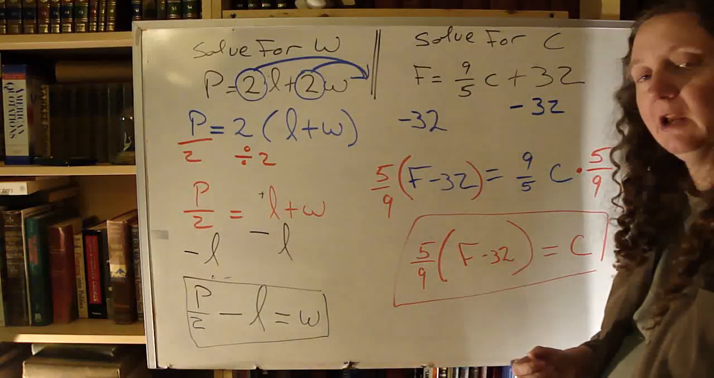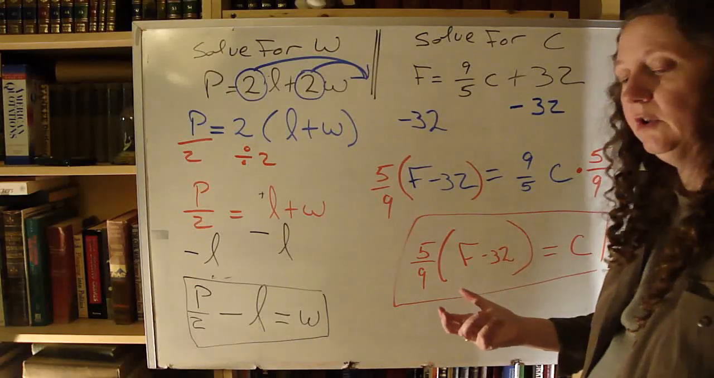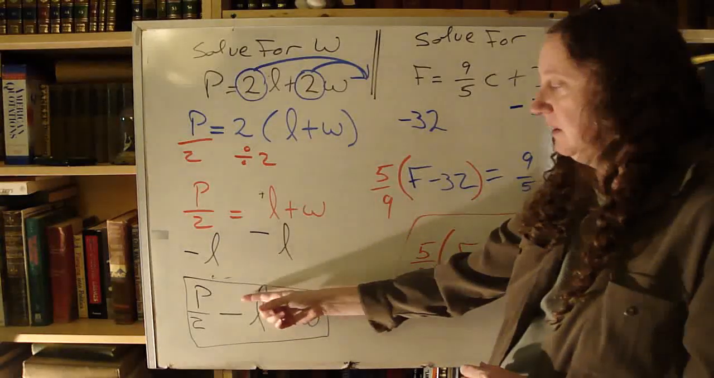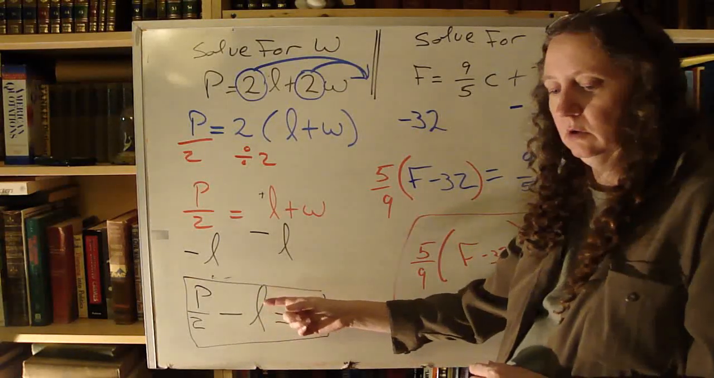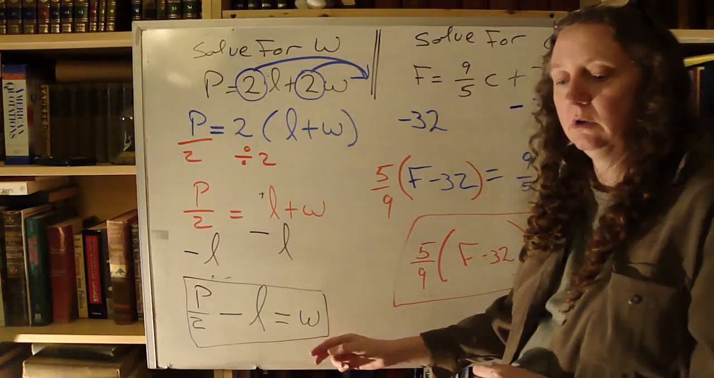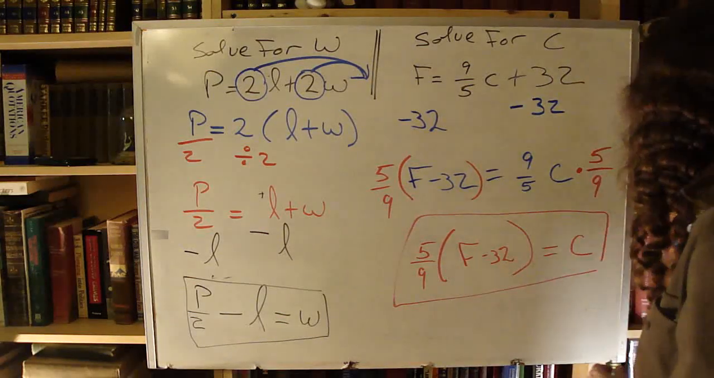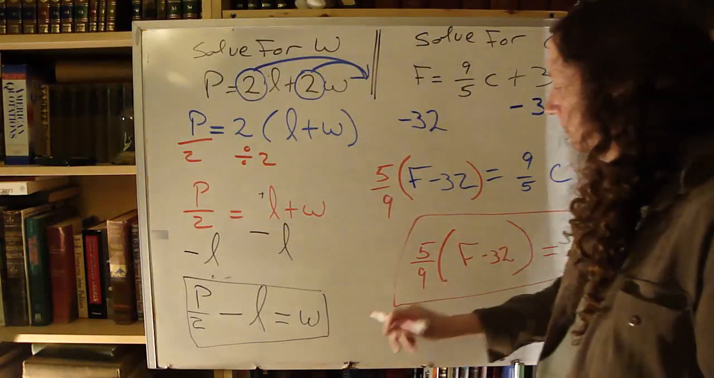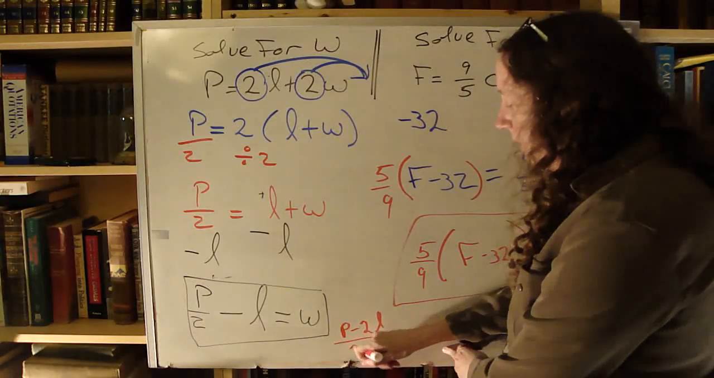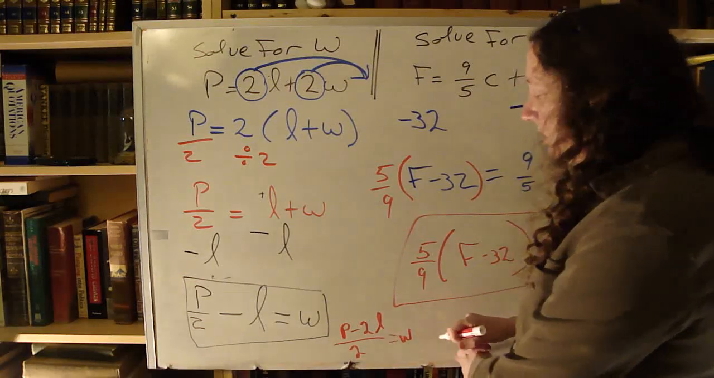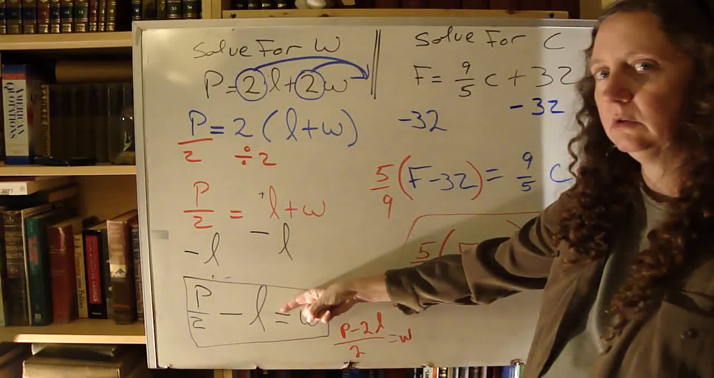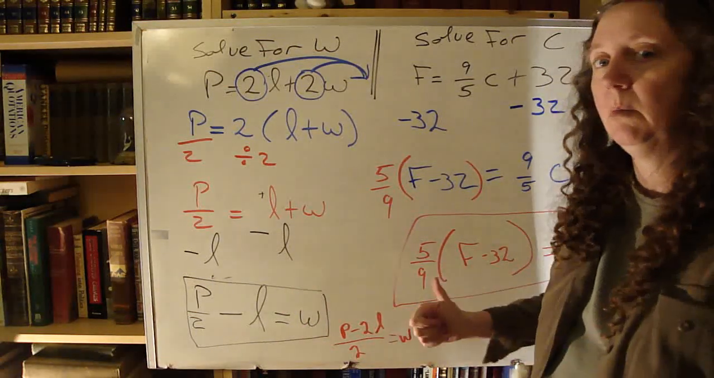The other problem you're going to have with these is, what's the correct answer? The book is telling me that I should have P minus 2L all over 2 equals W. So it's saying P minus 2L all over 2 is W. But I got this answer, so which one is correct? Both are correct.